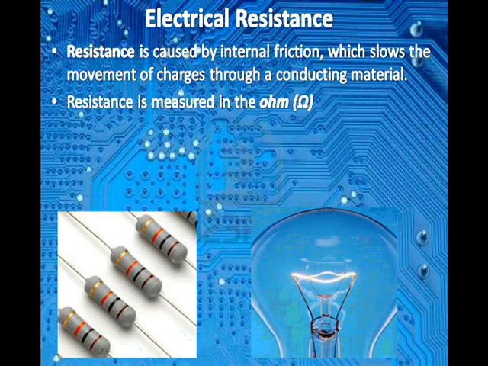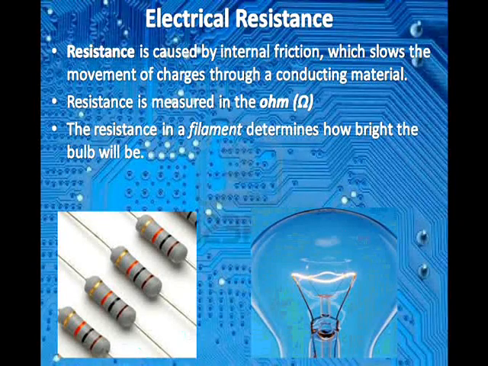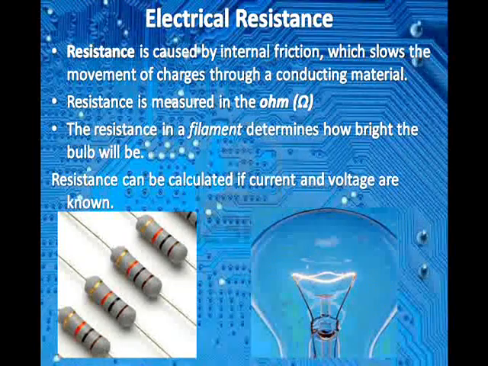Now, resistance is measured in ohms, and this little horseshoe symbol is what we use to symbolize ohm. For instance, this is an example for you: the resistance in a filament, in that light bulb picture, the little squiggly line that goes across, that's the filament, and the resistance of a filament determines how bright the light bulb will be. And we can actually calculate resistance if we know current and voltage.